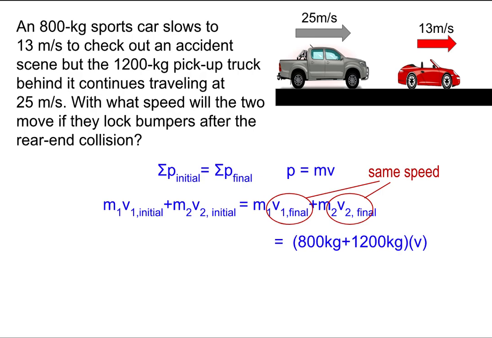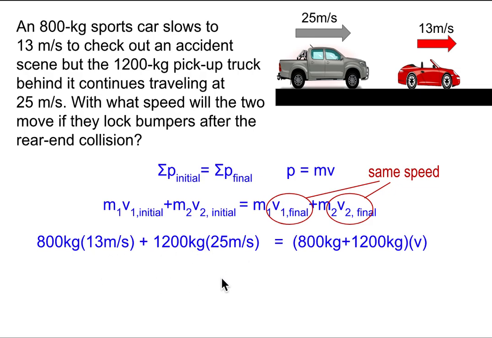So that's the right-hand side, the after equation. The left-hand side, everything's moving to the right, and so I don't need to worry again about positive or negative signs. Just really need to organize the information, make sure I put the right value of speed with the right value of mass. Notice that both objects have momentum to start with.